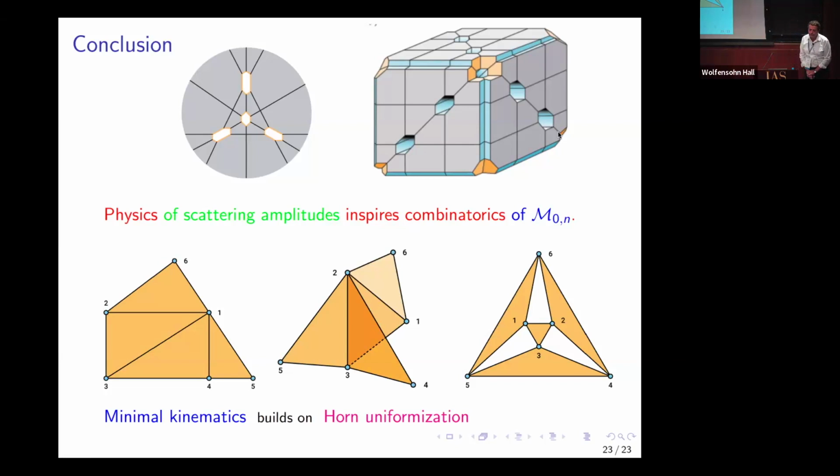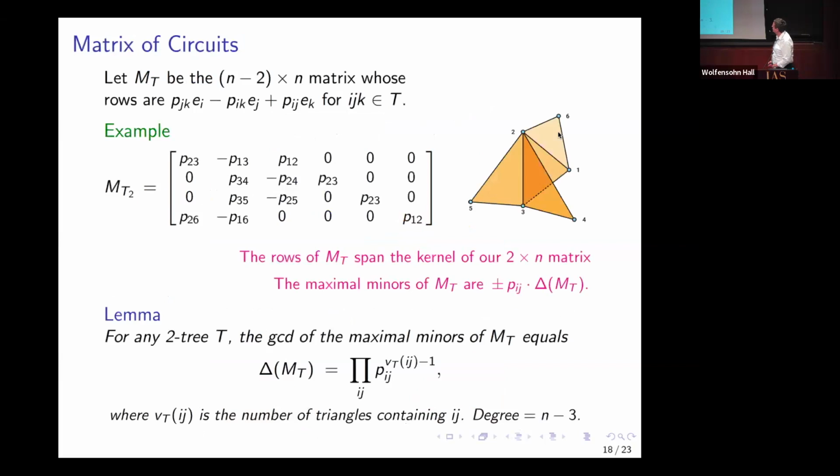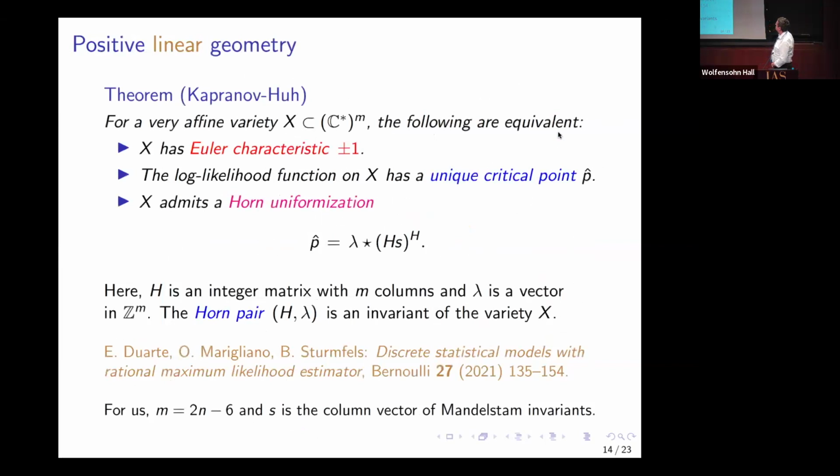So Horn uniformization works also for discriminants. And discriminants come with stratification by the singularity type, by the degeneracy type. So what is the preimage of those strata?